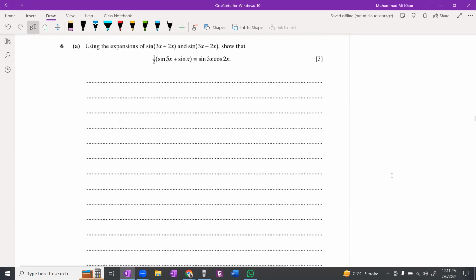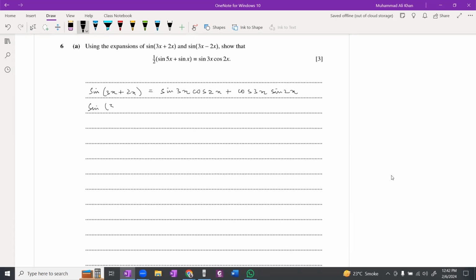Now the next question is a question of trigonometry, question number 6. What we have to do in this, क्या कहा गया? Using the expansion of sine (3x plus 2x) and sine (3x minus 2x), show that this. So first expand this sine (3x plus 2x). So it will be sin 3x cos 2x plus cos 3x sin 2x.